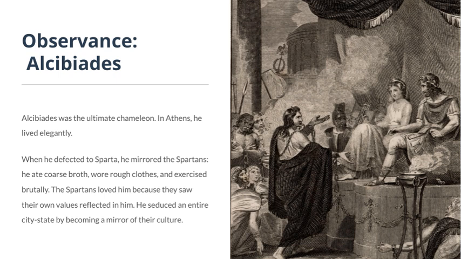This is a perfect example of Alcibiades being the ultimate chameleon, adapting himself to fit the environment he was in. When he was in Athens, for instance, he lived quite differently, elegantly, with sophistication and style. So, what does this tell us? It highlights his extraordinary ability to adapt and manipulate his image, an essential trait if you want to influence different groups or navigate complex political landscapes. It's a reminder that sometimes, the most effective way to win others over is to genuinely or strategically reflect their values and culture.